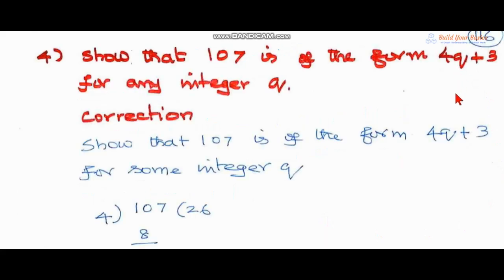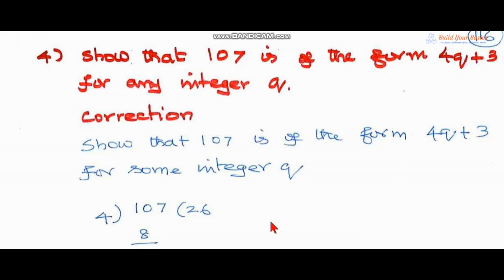Unit exercise 2, sum number 4. Show that 107 is of the form 4q plus 3 for any integer q. Now there is a correction here. It is not for any integer, it is for some integer. So show that 107 is of the form 4q plus 3 for some integer q.